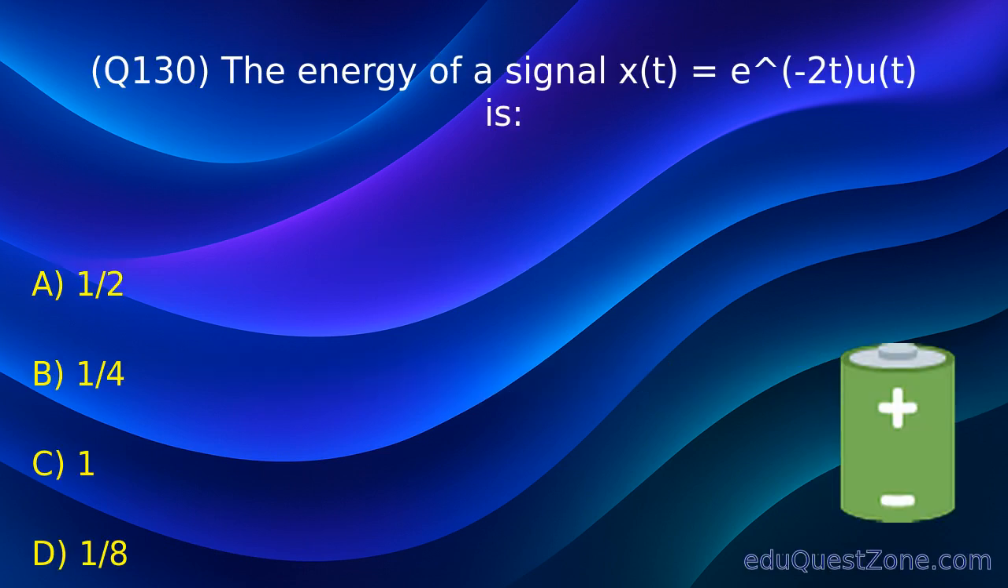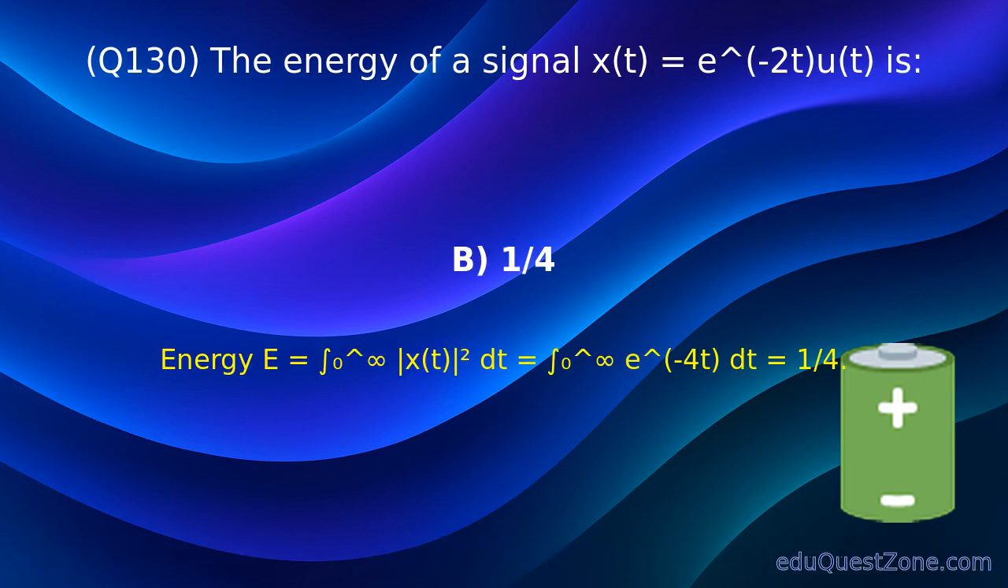Question 130. The energy of a signal e to the power minus 2t u(t) is... Option B, 1 by 4. Energy equals 1 by 4.